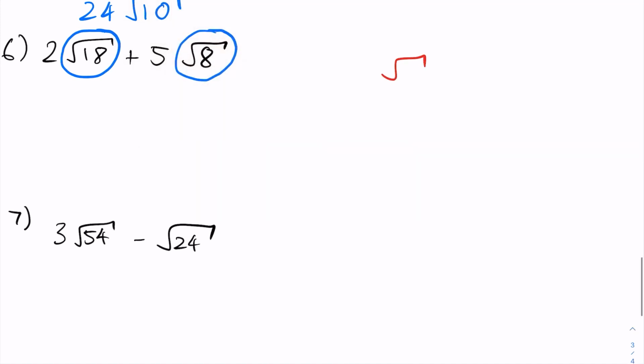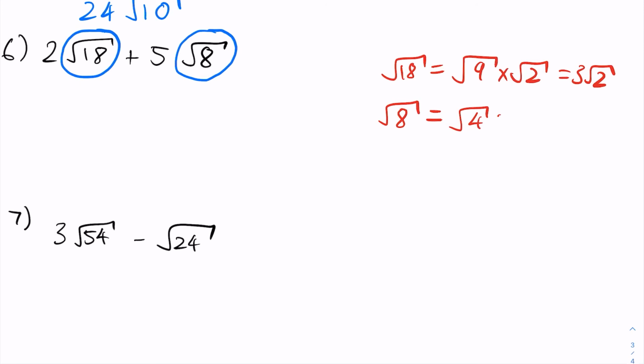So the square root of 18 we'll do first. It is just the square root of 9 times the square root of 2, which is 3 root 2. Brilliant, so that breaks down to 3 root 2. And the square root of 8 is equal to the square root of 4 times the square root of 2, which is 2 root 2. So in other words, you know that the square root of 18 is just 3 root 2, and the square root of 8 is 2 root 2.